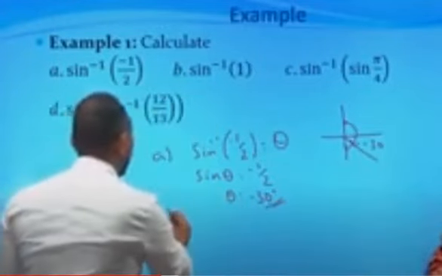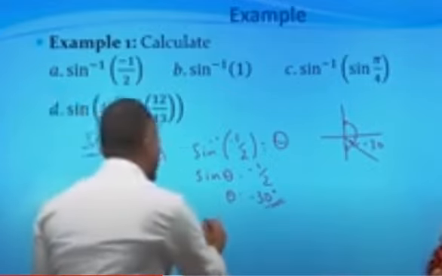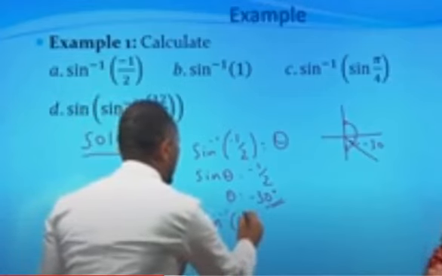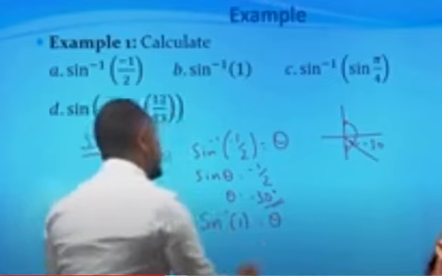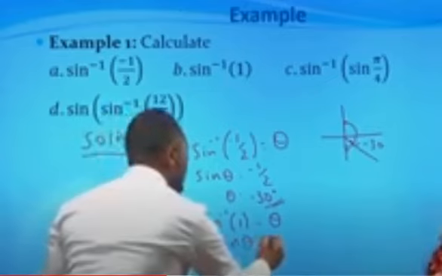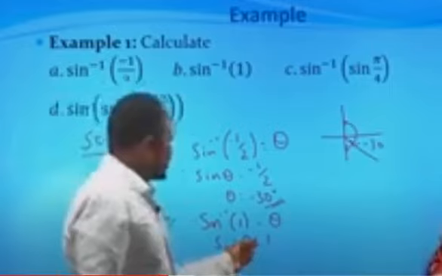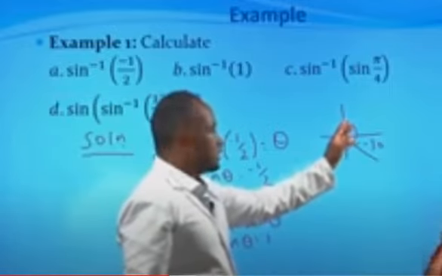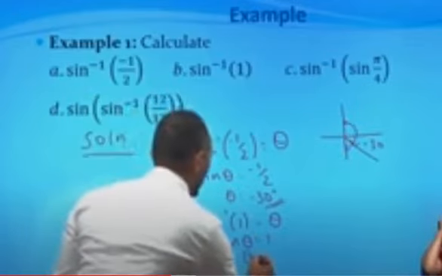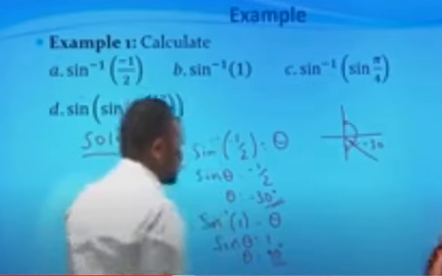Okay, B, sine inverse of 1. Assume it is theta. So sine theta is 1, and on this interval that happens at 90 degrees. Therefore, theta is 90 degrees, or pi over 2 in terms of radians.